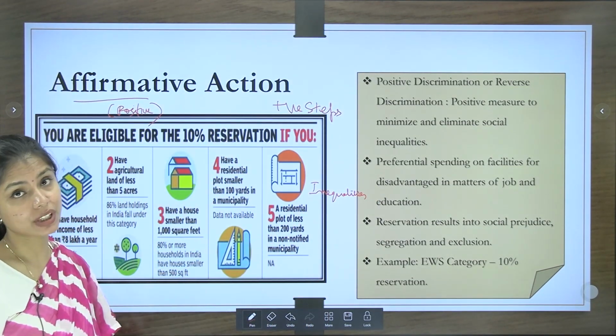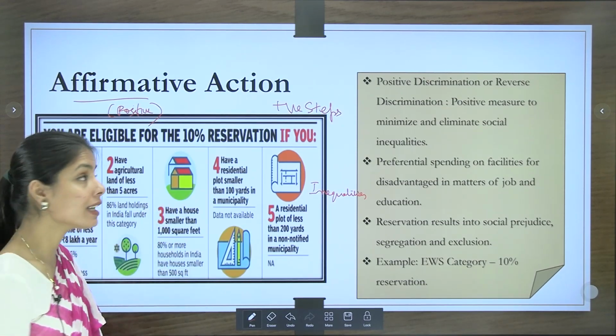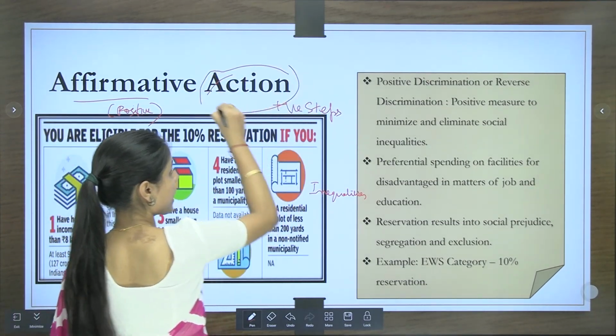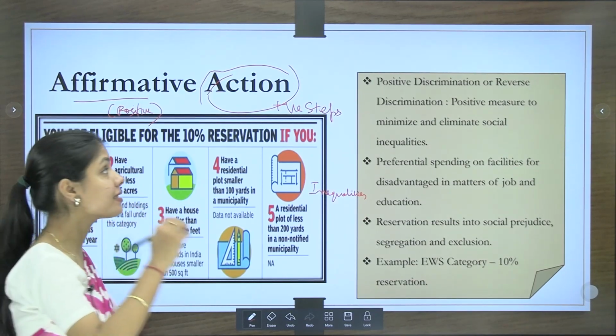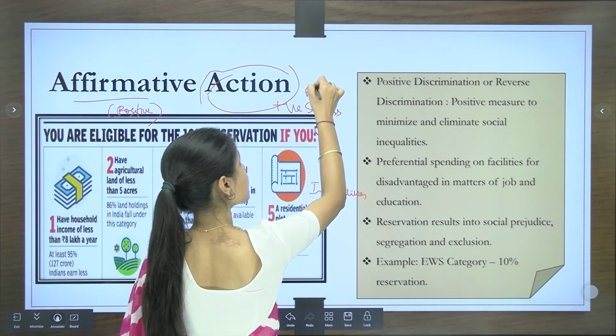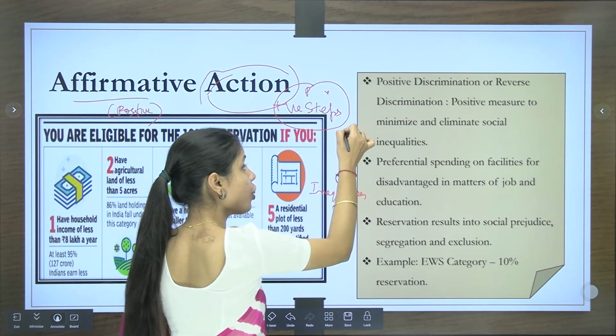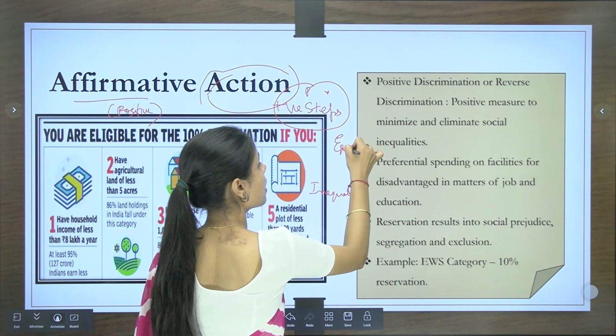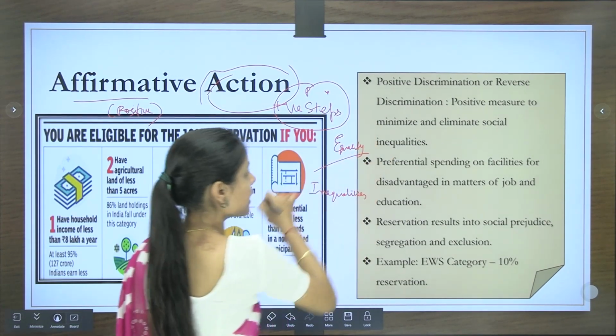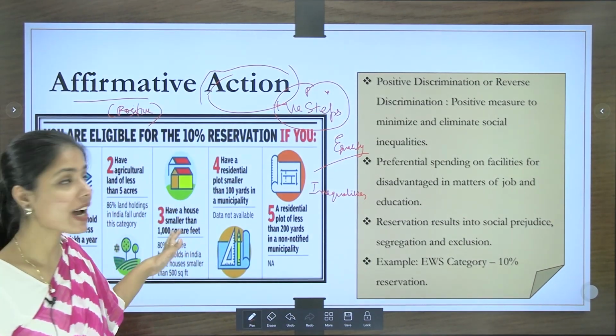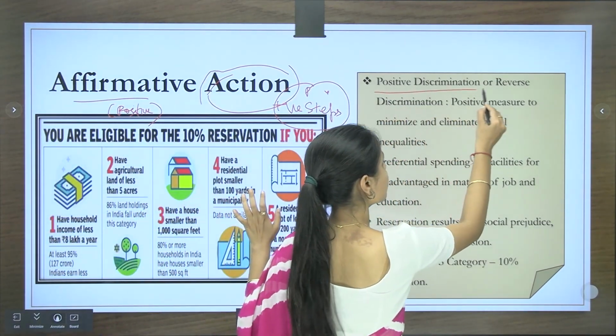You need to do something about it. And this something is the action that you need to take. So basically, a state has to take certain positive steps to ensure equality in a country, equality in a society. And that is why affirmative action means positive discrimination.